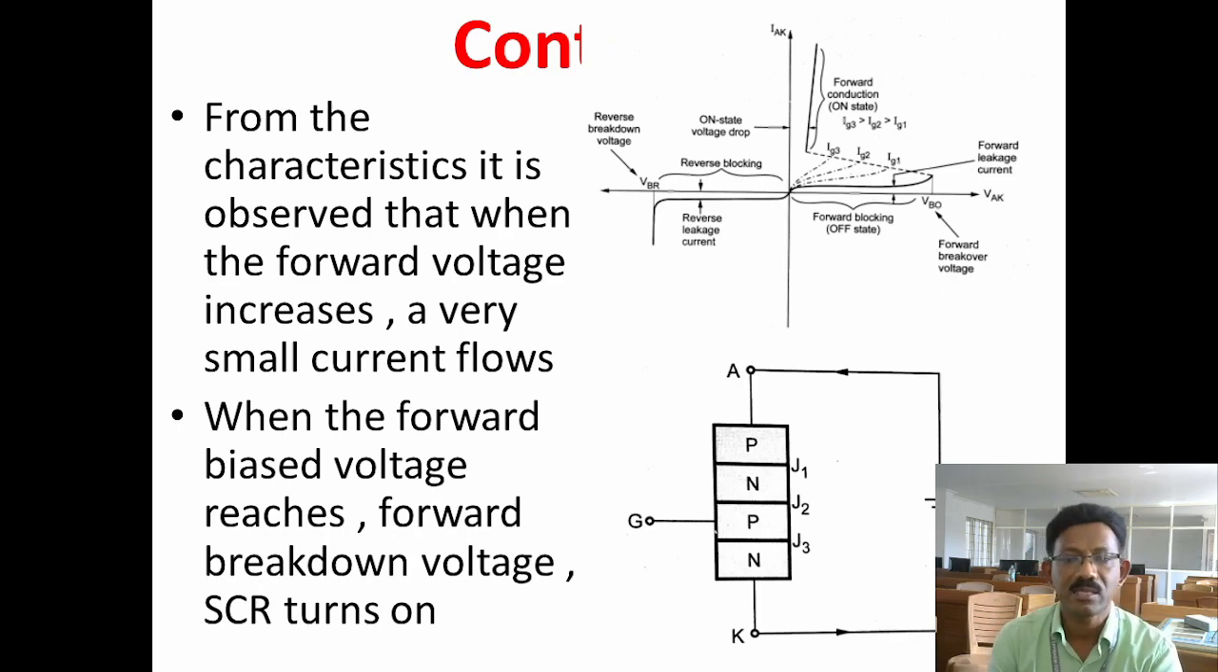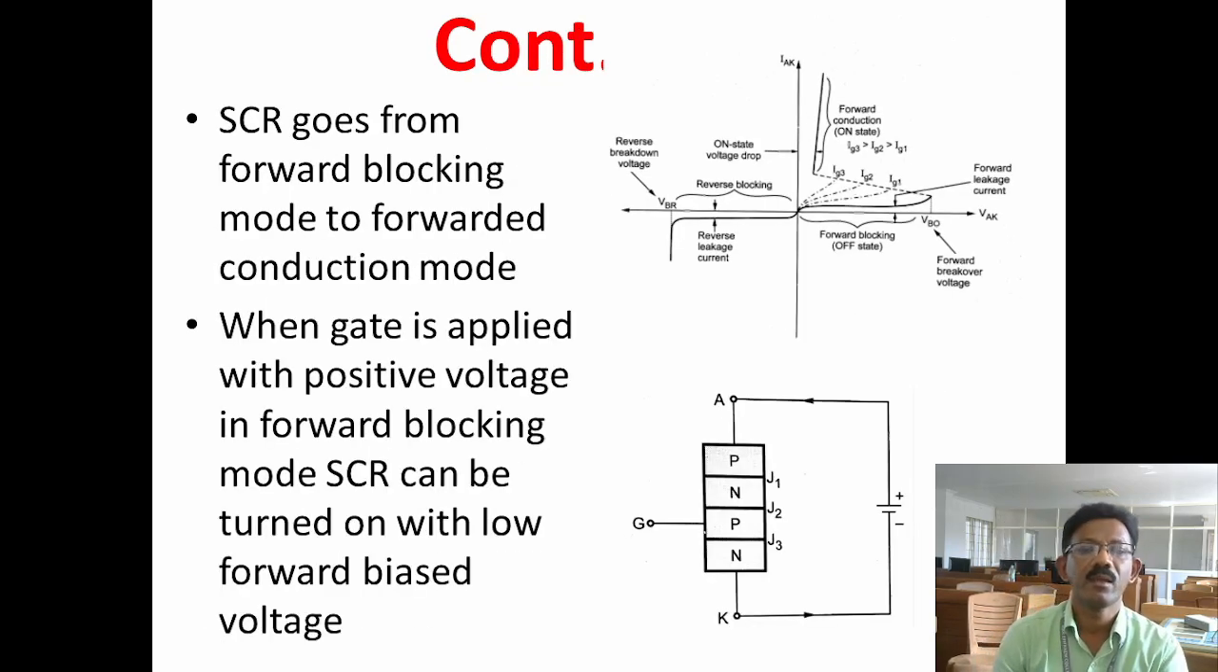From the characteristics curve, it is observed that when forward voltage is increased, a very small current flows. When the forward biased voltage reaches forward breakdown voltage, SCR automatically turns on. SCR goes from forward blocking mode to forward conduction mode. When the gate is applied with positive voltage in forward blocking mode, SCR can be turned on with a very low forward biased voltage.